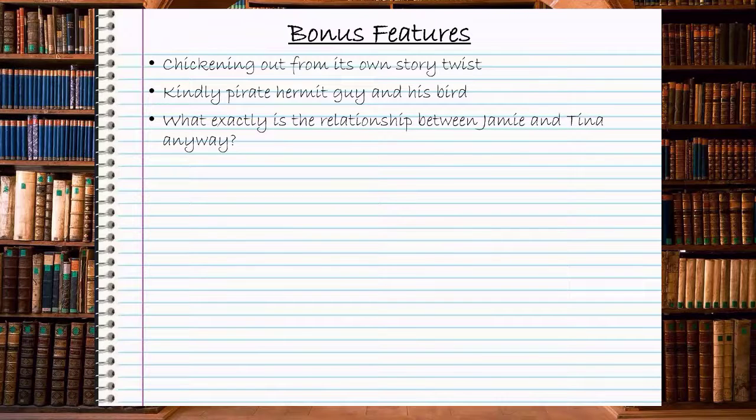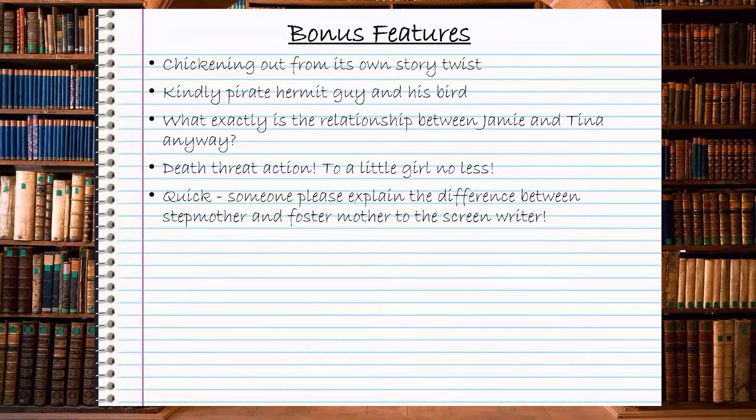What exactly is the relationship between Jamie and Tina anyway? Jamie seems to be more attached to Tina than she is to her foster sister Rachel, and it's never really explained how they know each other or why, other than the fact that Tina is one of Rachel's friends. You get death threat action, and death threat action to a little girl, no less.